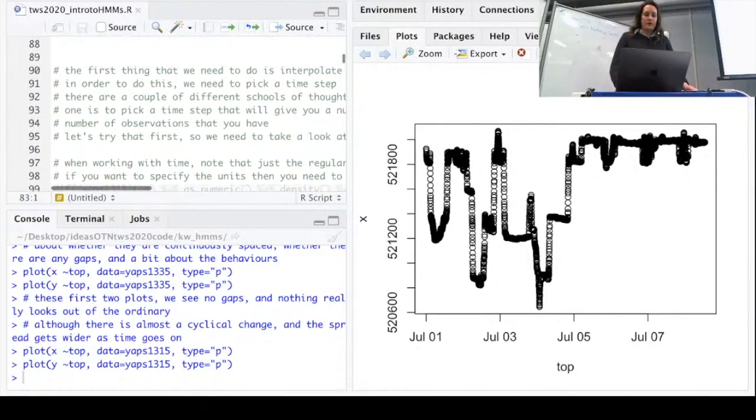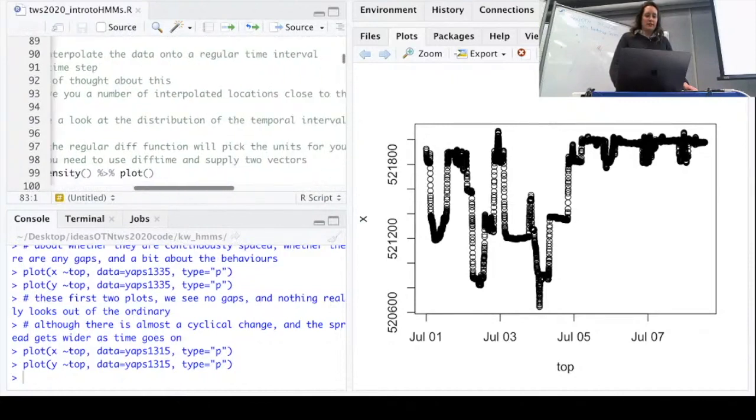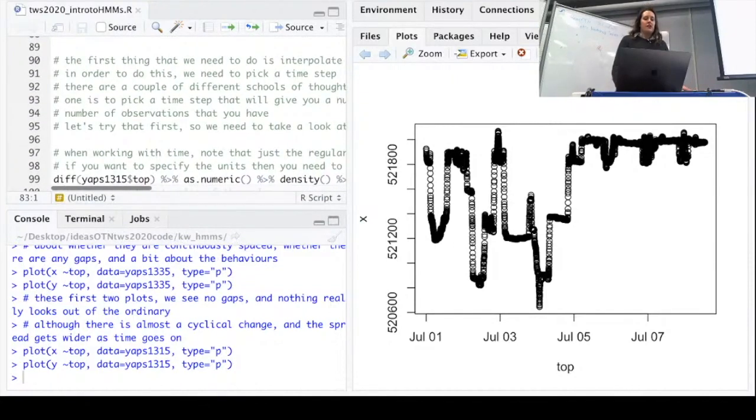Okay, so the first thing that we need to do is interpolate the data onto a regular time interval. In order to do this, we do need to pick a time step, and there are a couple of different schools of thought on this. One of them is to pick a time step based on the distribution of your actual differences in detections, basically. So the distribution of time differences in between your successive locations, right?